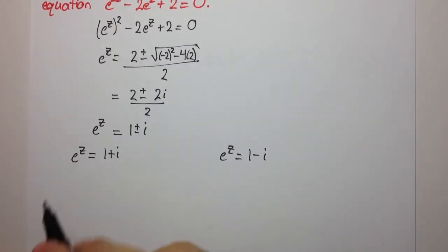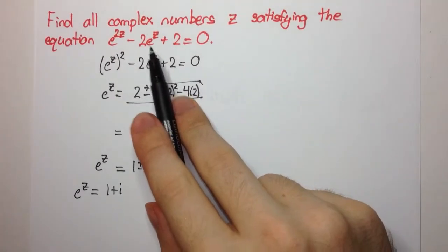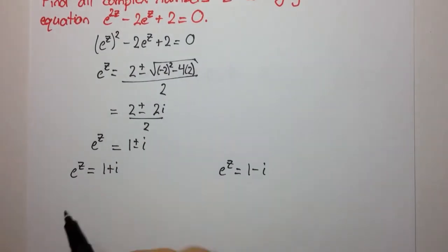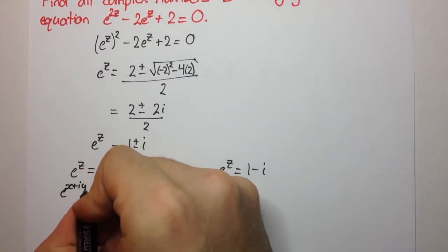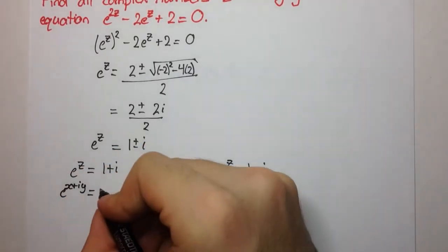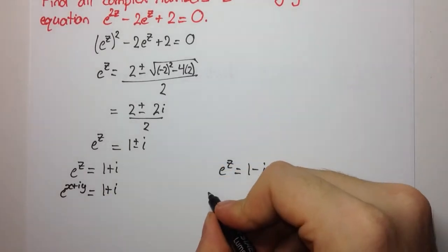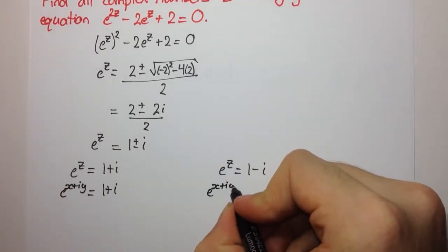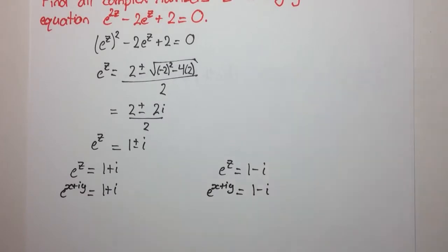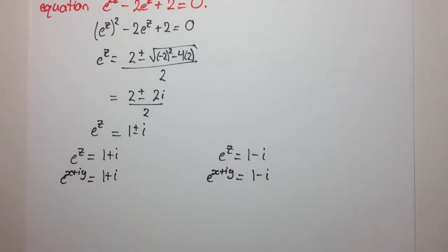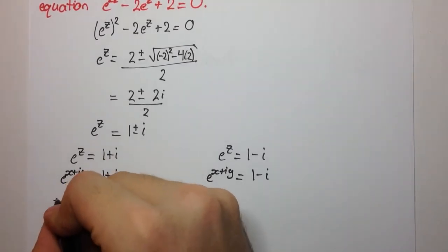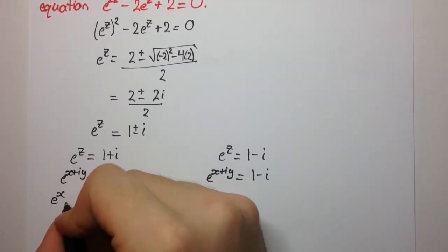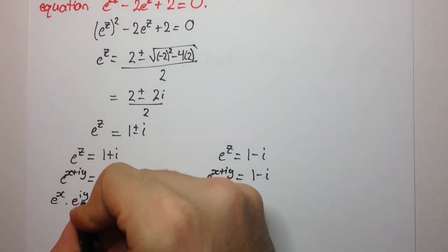Okay, now, if z is a complex number, as it says in the question, therefore z is equal to x plus iy. And so we can say that e to the x plus iy equals 1 plus i. And the same thing here, e to the x plus iy is equal to 1 minus i. Okay, now we can split this exponential up by using our index laws. So this becomes e to the x times e to the iy.